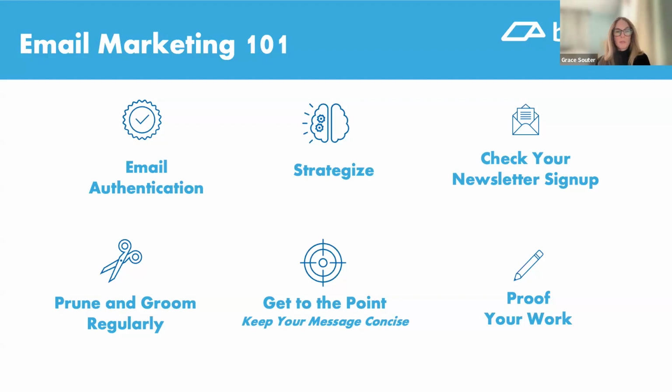Next up, prune and groom your list regularly. We recommend doing this at least annually, and we use Campaign Monitor, which has something called engagement segments that prunes lists for us on an ongoing basis. What I mean by prune and groom is you're combing out people who are not engaging with your emails. We call them ghosts or zombies, you might have heard them referred to as, but keeping your list clean is going to keep your open rates and your engagement rates higher.